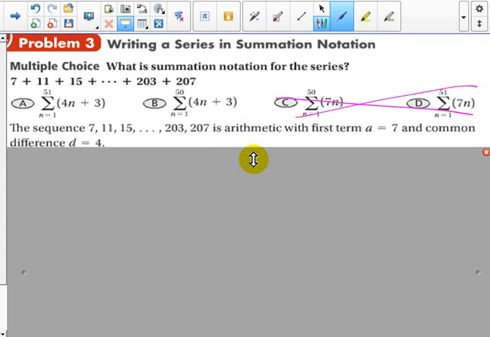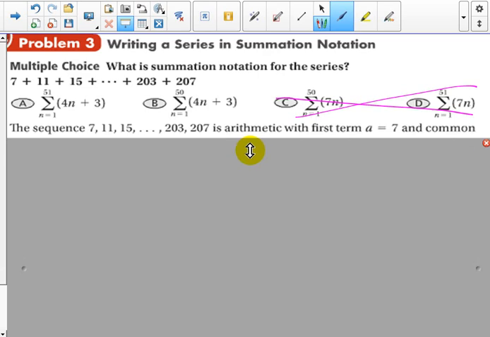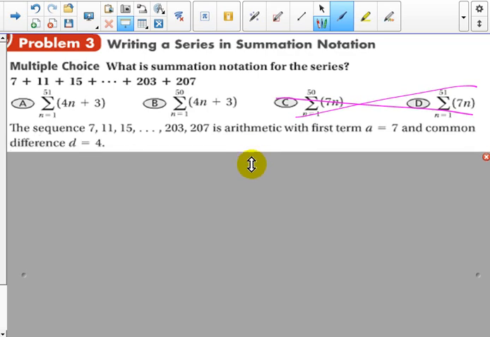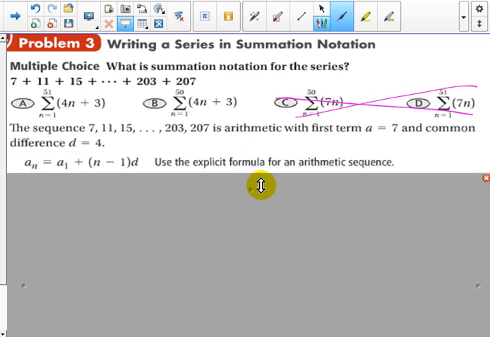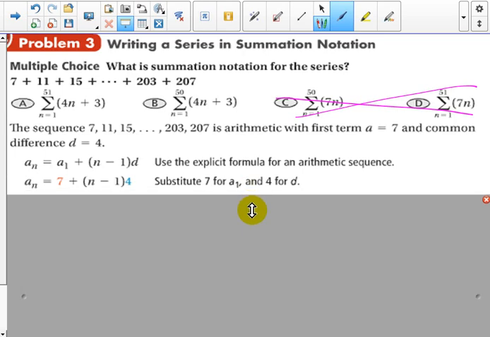Okay, so I showed you a little bit how to grind things out, and now let's look at it with our formulas. So we know the sequence is arithmetic because it has a beginning and an end, and the first term is a equals 7, and the common difference between all of these is 4. So we're going to use our explicit formula for an arithmetic sequence because that's what we're dealing with. So a sub n equals the first term plus n minus 1 times the difference. So now fill in your first term and your difference and solve for n.